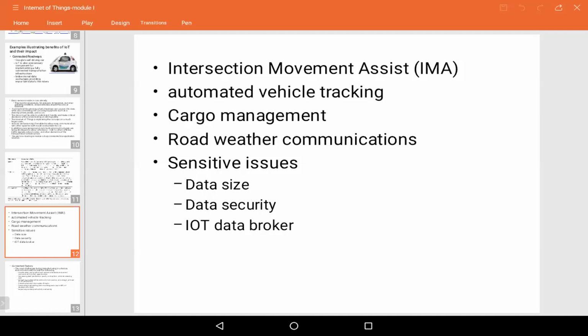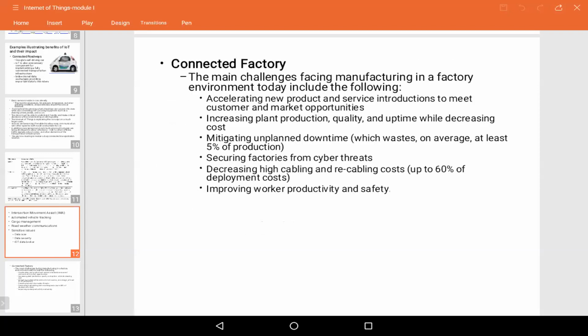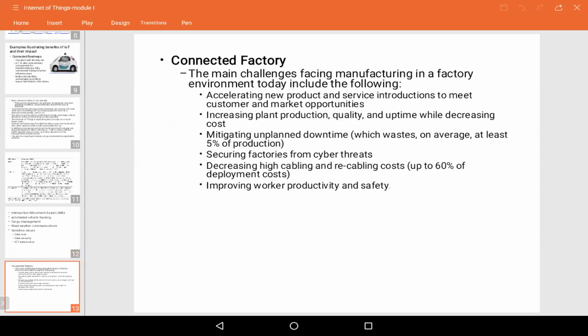I asked about IMA, the challenges they face. What are the three challenges? Safety, mobility, and environment. If they ask you, it will be around 12 marks about connected roadways. If they don't ask about connected roadways, the next question will be about connected factories. Either that will come or this will come. Last time I think they asked connected roadways. The expected question this time is connected factory.